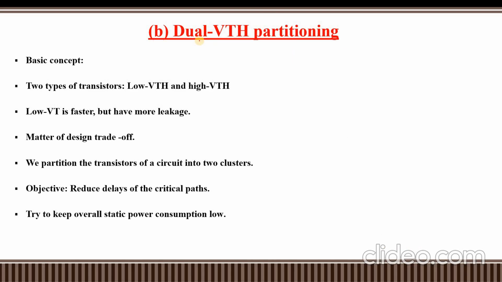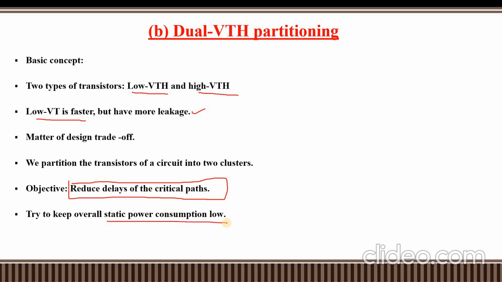The second technique to reduce static power or leakage power is dual VTH partitioning. The basic concept: there are two types of transistors, low VTH transistors and high VTH transistors. Low VTH is faster but has more leakage current. Again, there is a trade-off. Our main objective is to reduce the delays in the critical paths, and by using this we can reduce the static power.